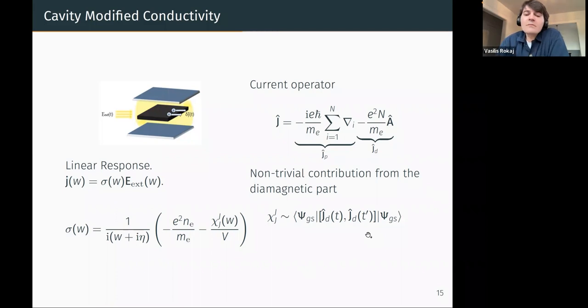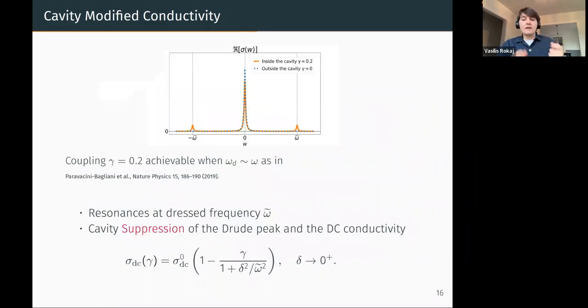Okay. And let me show you in this plot now what happens. These two do not get completely cancelled, but if you look into this plot, the dotted line is the real part of the optical conductivity without any cavity, and the solid orange line is the one which has the cavity coupling. What you see here is that the Drude peak at frequency equals 0 gets suppressed.